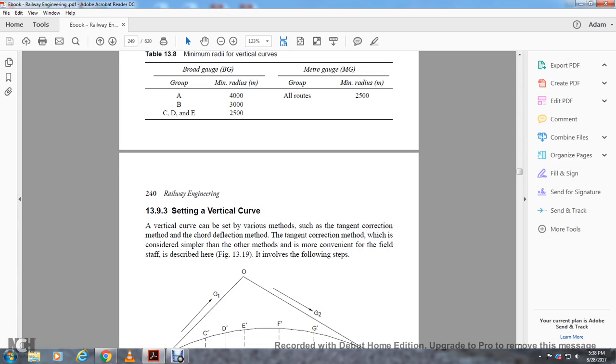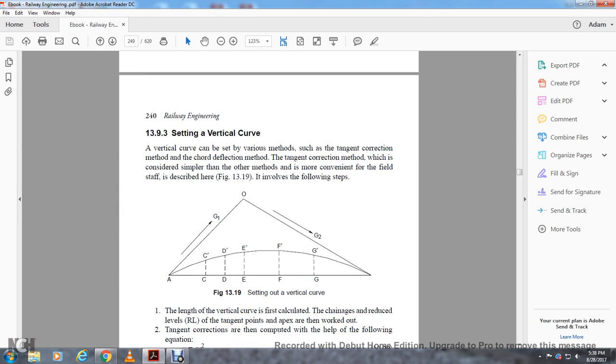1393, setting out of the vertical curve. Vertical curves can be set out with various methods such as tangent correction and chord deflection. The tangent correction method, which is considered simpler and more convenient for field staff, is described in figure 13.19 and involves the following steps. The length of the vertical curve is first calculated. The reduced levels of the tangent points are worked out.